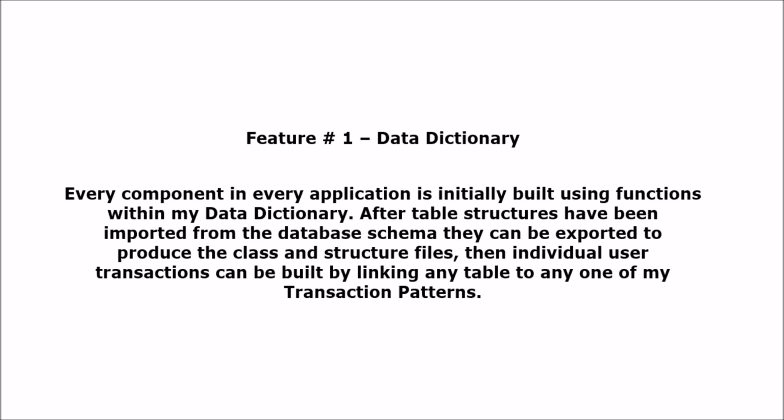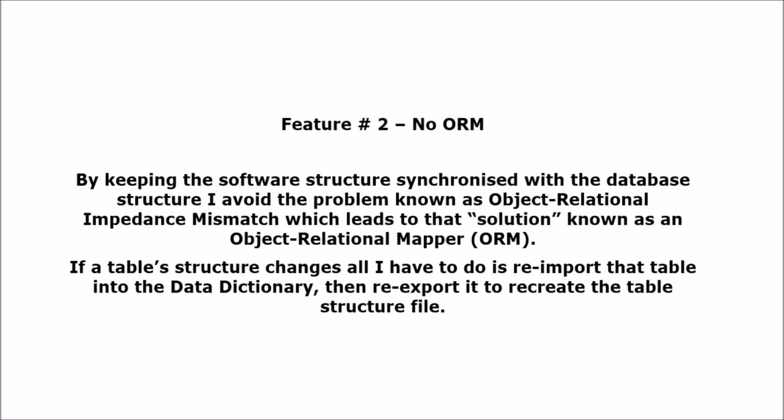After table structures have been imported from the database schema, they can be exported to produce the class and structure files. Then individual user transactions can be built by linking any table to any one of my transaction patterns. By keeping the software structure synchronized with the database structure, I avoid the problem known as object relational impedance mismatch, which leads to that solution known as an object relational mapper or ORM. If a table structure changes, all I have to do is re-import that table into the data dictionary, then re-export it to recreate the table structure file.